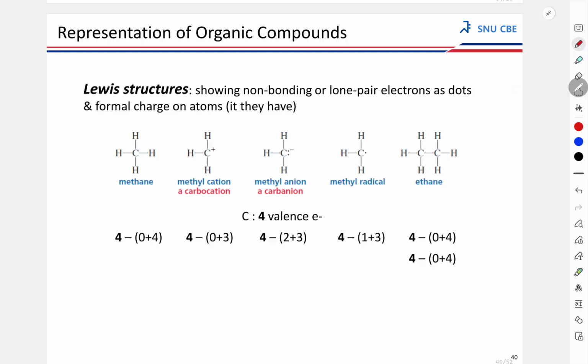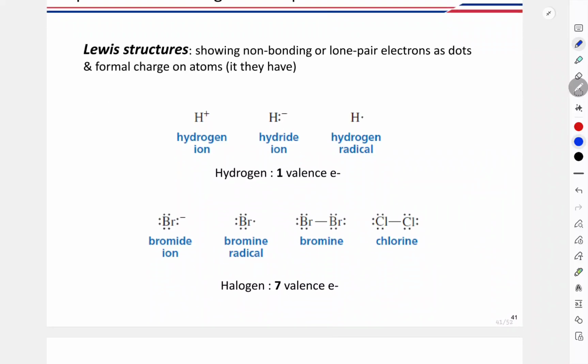You can do the same thing for the carbon-containing species. Carbon has valence electrons of 4, and again, you can subtract the number of bonds and the number of lone pair electrons. And then you can rationalize why the formal charge of this central carbon is 0, plus 1, minus 1, 0, 0, respectively, for these cases. These are hydrogen species with 1 valence electron, and from each you can rationalize why. The hydrogen cation in this case is plus 1 charge, the hydrogen anion is minus charge, and the radical is 0 formal charge in this case.